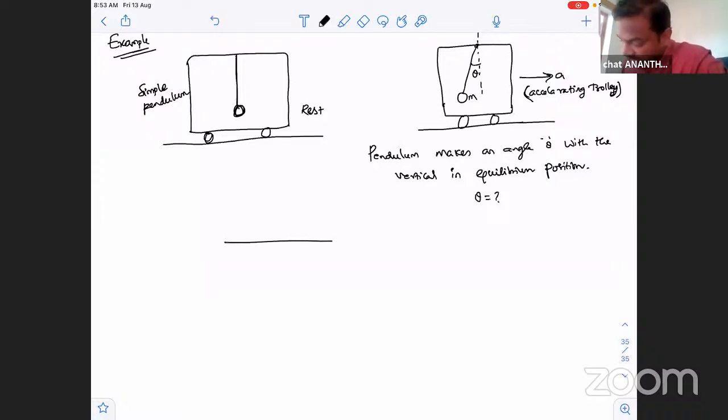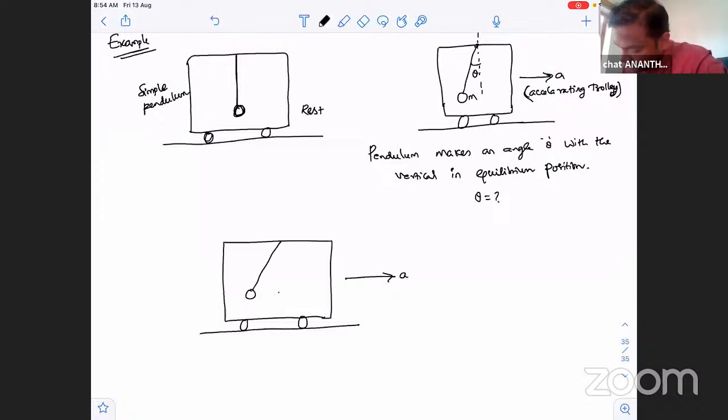Okay? So as the trolley is accelerating forward, let us say this is the trolley, then the pendulum will go back. I will tell you why it is going back. It will make an angle theta with the equilibrium. Now I take the observer inside the trolley. If the observer is inside the trolley, how will you see things? So the observer will see that.